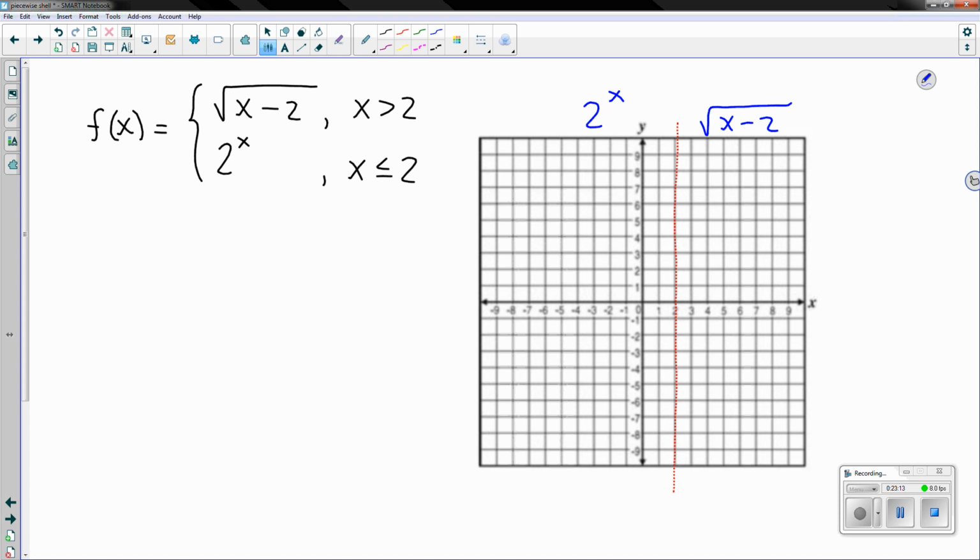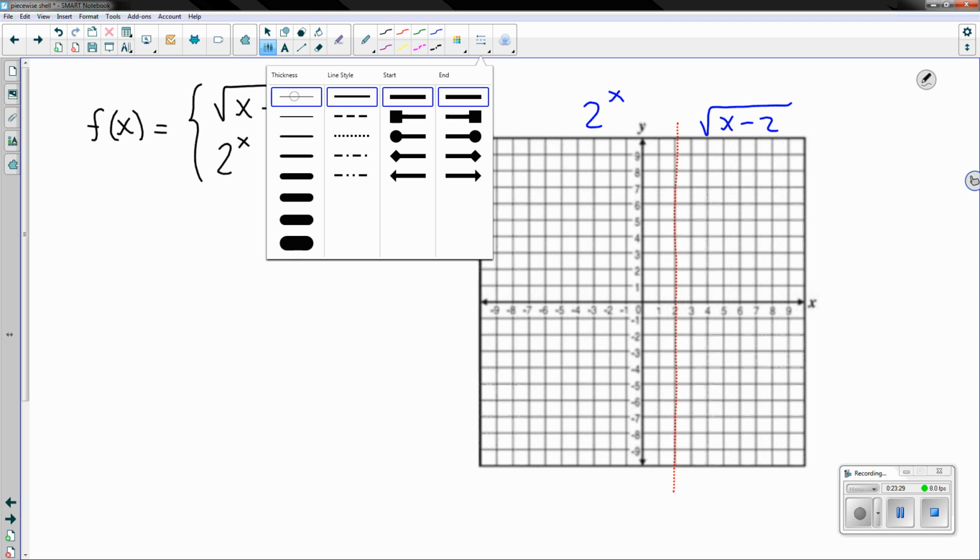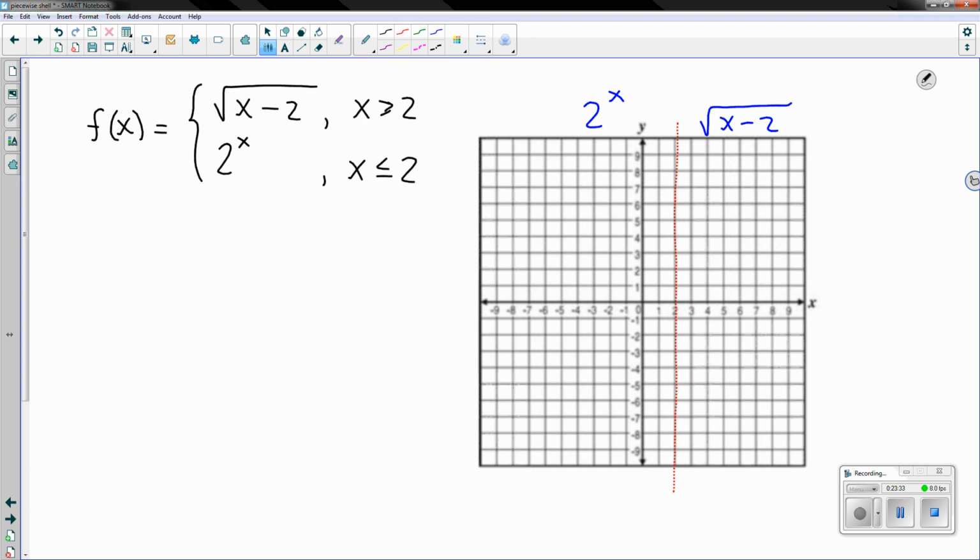Now, once I've labeled my regions and broke up the graph, I now have to determine where these functions hit that boundary line. So I need to substitute this value into the expression it is associated with. So I'm going to substitute in 2 to the square root of x minus 2. We're going to get the square root of 0, and the square root of 0 is 0. So input was 2, output was 0.